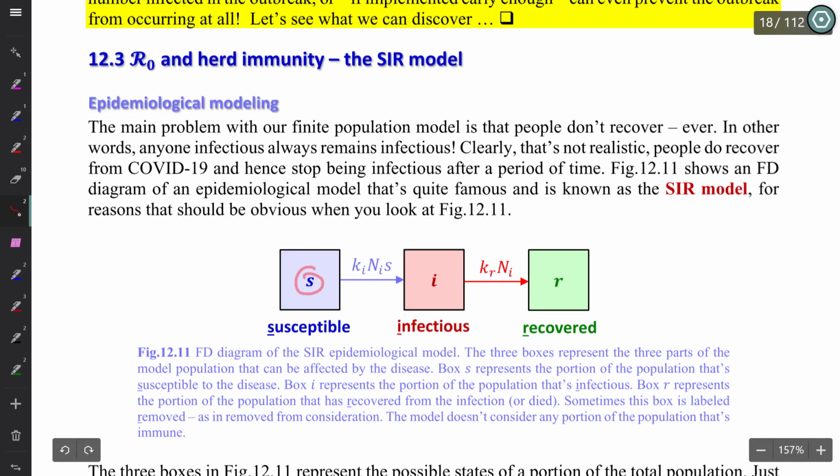Section 3 introduces the SIR model. It's the same as the previous models, except that we've now added a third box for people who've recovered from COVID-19. As a result, there's a recovery rate constant, and it's multiplied by the number infectious to give the rate at which infectious people recover.